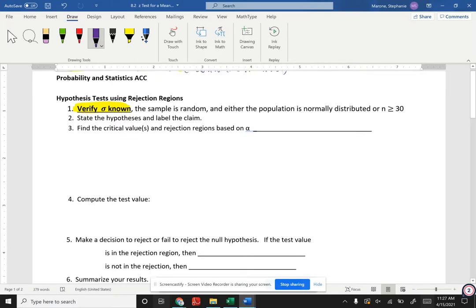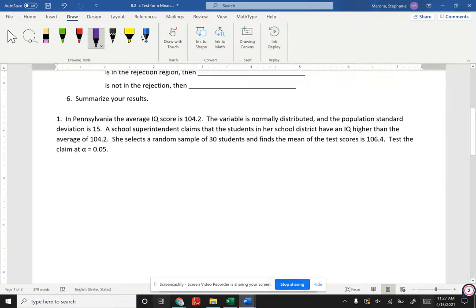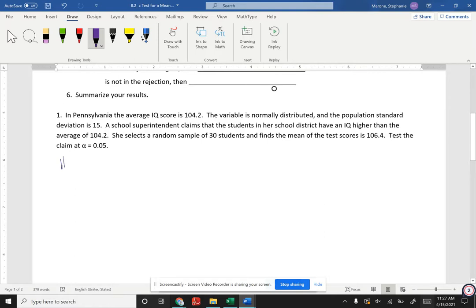And then we state the hypotheses and label the claim. And I also label all of the other stuff. So remember, I start my problem the same way.